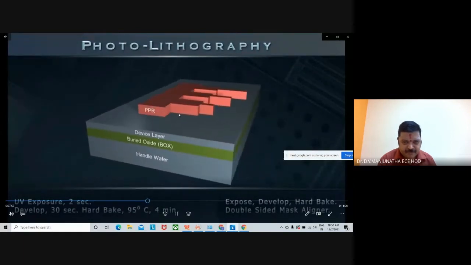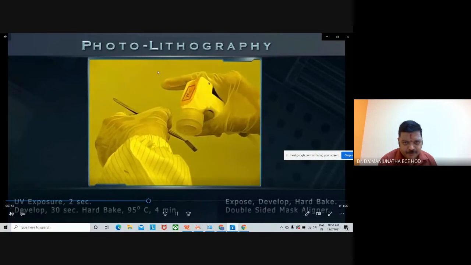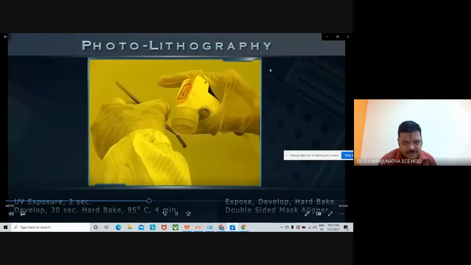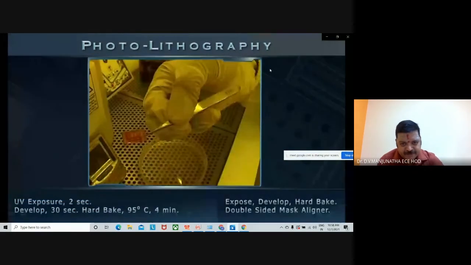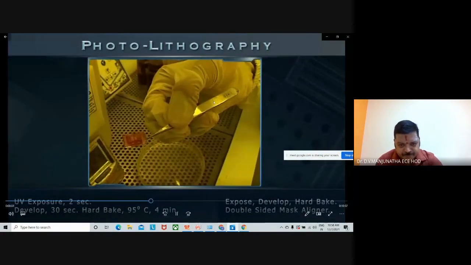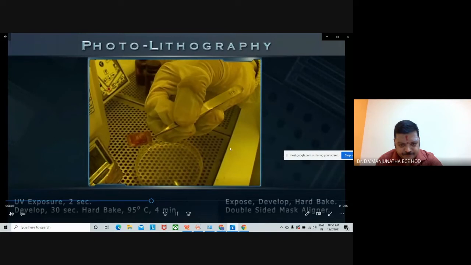Once the pattern is developed, the sample is rinsed with DI water and dried. We have now created the cantilever pattern on our sample's photoresist layer. Patterning can be done by photolithography, wherever we selectively etch out the materials.